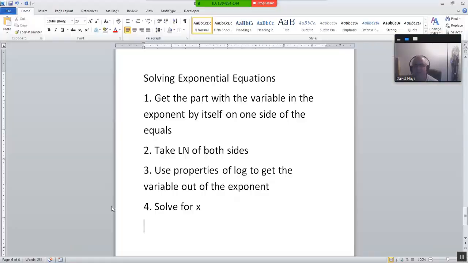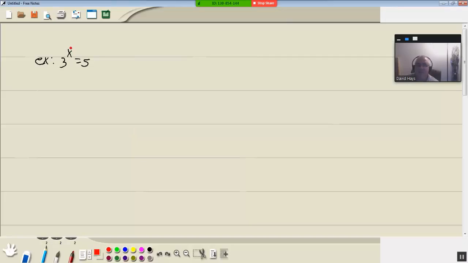Okay, so step 1. Get the part of the variable in the exponent by itself on one side of the equals. This is the part of the variable in the exponent. It's by itself. There's nothing in front of it. There's nothing after it. We simply have 3 to a power. Step 2. Take natural log of both sides. So we're going to have natural log of 3 to the x is equal to natural log of 5.